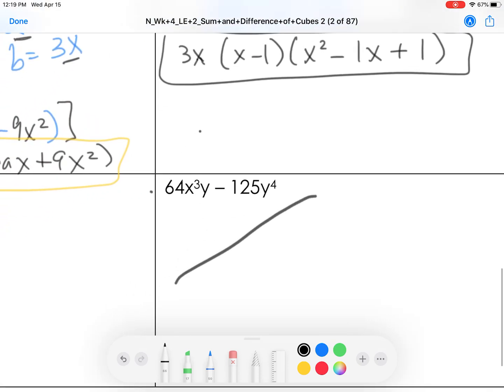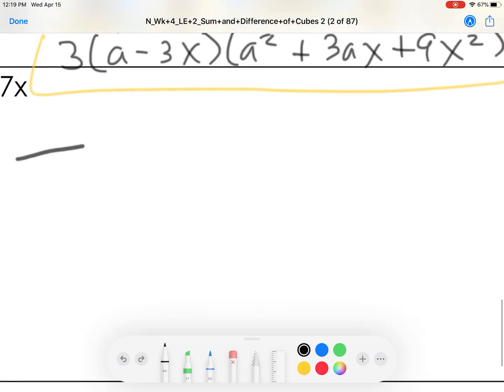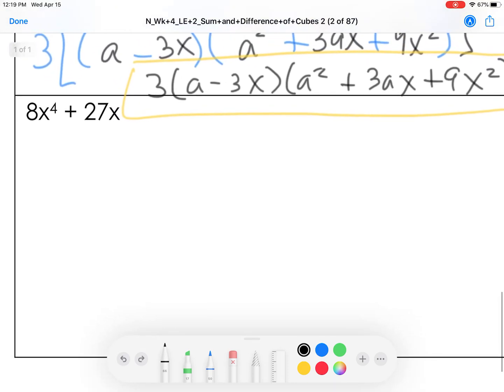Okay. Another example. This one is a sum of two cubes. So again, we're going to make sure we use the correct formula. In this case, that correct formula, a cubed plus b cubed, is a plus b times a squared minus ab plus b squared. And then we're going to look for a greatest common factor, because we're going to pull that out first. These both have an x, and that would be the only common factor.